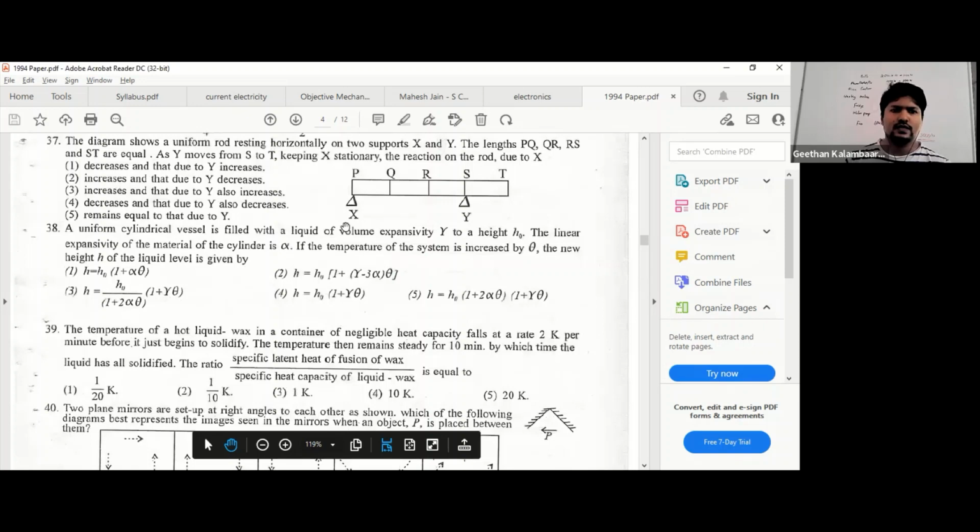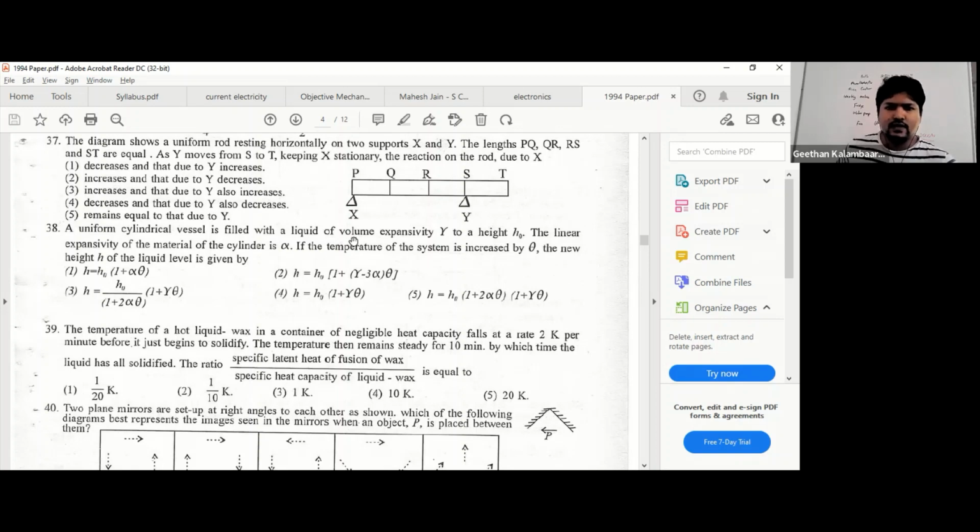The diagram shows a uniform rod resting horizontally on two supports X and Y. The lengths PQ, QR, RS and ST are equal. As Y moves from S to T, keeping X stationary, the reaction on the rod due to X decreases, then increases. That's what they say. So let's see.